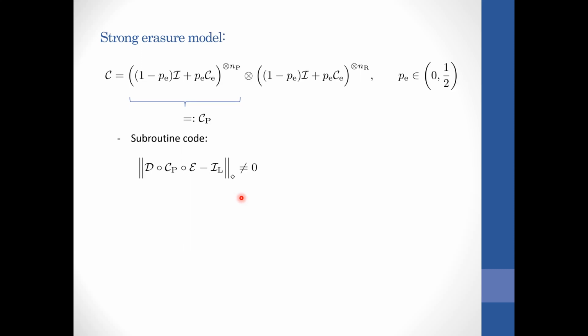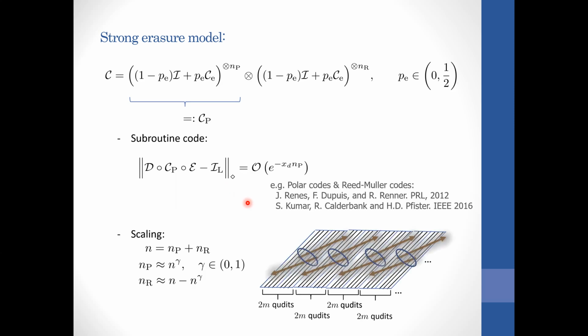Because there were decoders which could decode perfectly. Nevertheless, it is known from these papers here that one can decode up to an error which vanishes exponentially quickly in the number of physical qubits. So errors can be very small.